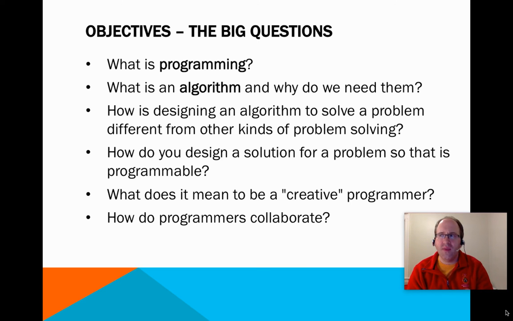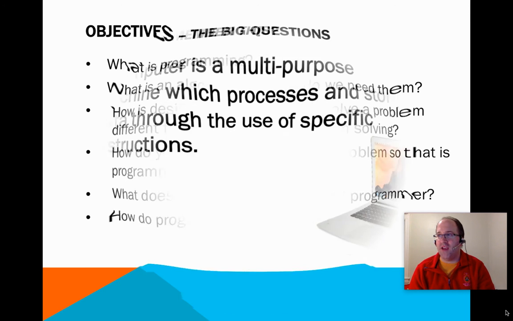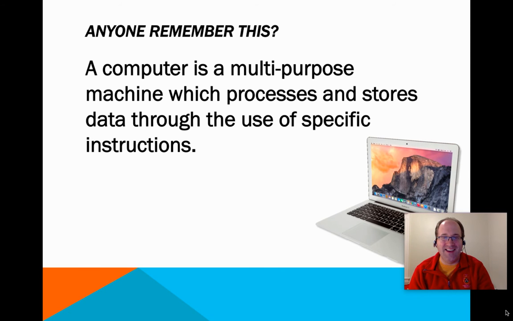All right. In order to answer this first question, what exactly is programming? We do have to back up a little bit, all the way to day one in our course, when we talked about the definition of a computer. So if we back up here for a second, all the way back to the beginning of September when we started here, this was the definition of a computer that I gave you, right? A computer is a multi-purpose machine that processes and stores data through the use of specific instructions, okay?